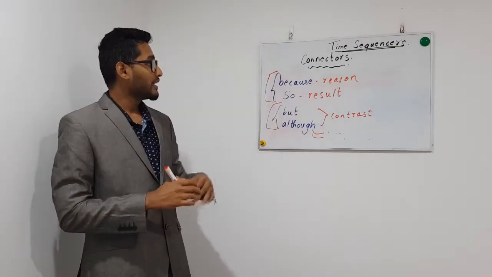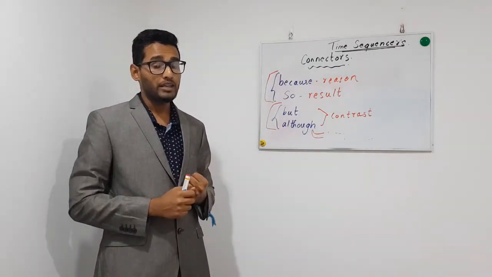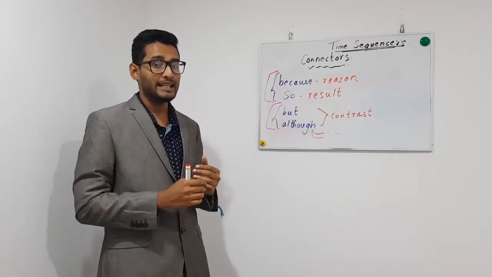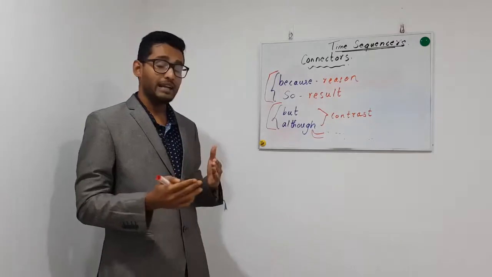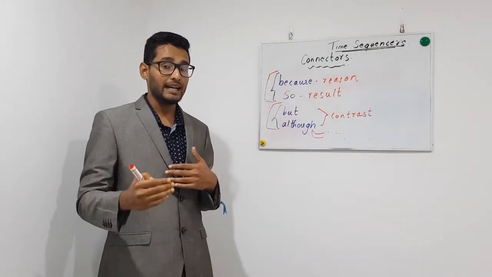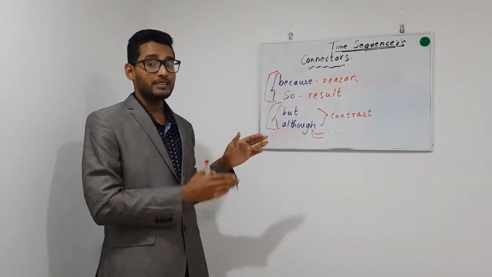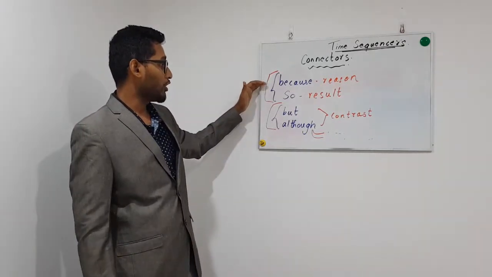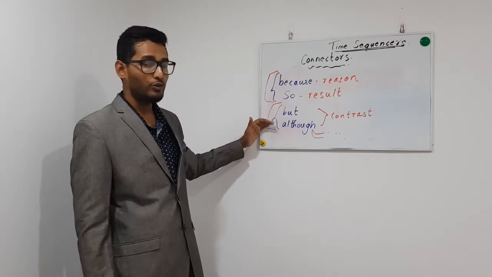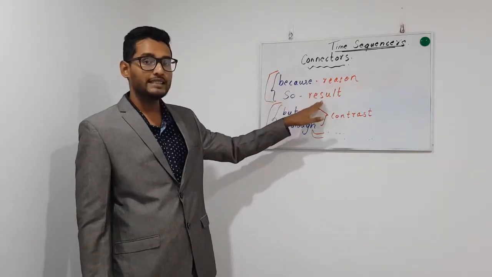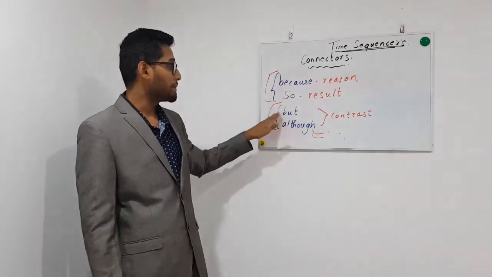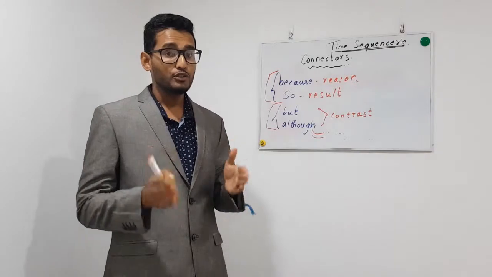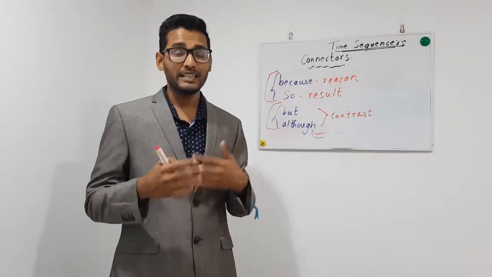Okay, so these four connectors are really very important, and you must practice them well enough before going for your speaking exam. Okay, if I were to be a beginning IELTS speaker, I would start off with this and then move to phrases, idioms, and the other aspects of vocabulary. So because, so, but, and although. Because and so are used for reason and result respectively. But and although are used as contrasts. Okay, so make sure to use more and more of these, and get familiar with these.